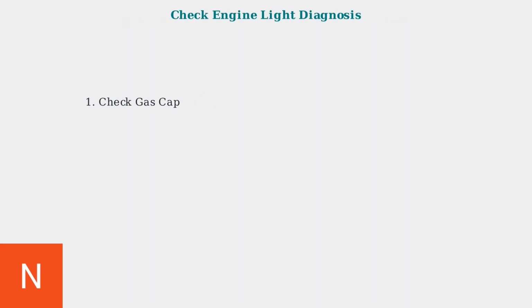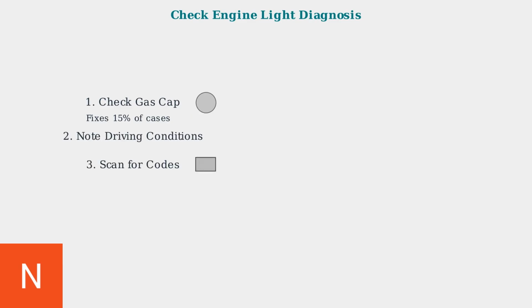When warning lights appear on your dashboard, taking the right first steps can save you time and money. Here's how to systematically diagnose both check engine and traction control lights. For a check engine light, start with these 5 essential diagnostic steps. First, check your gas cap. This simple step fixes 15% of all check engine light cases.